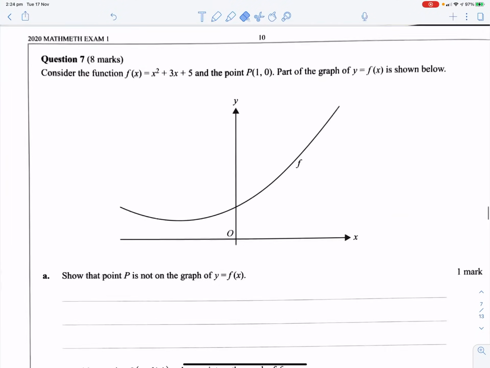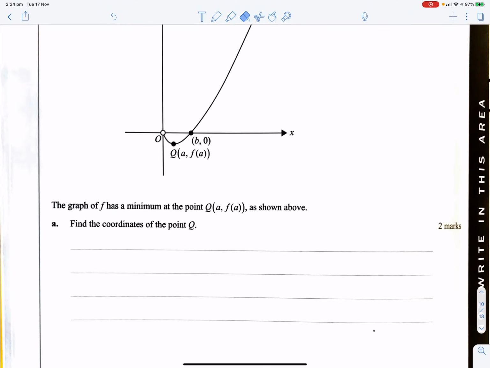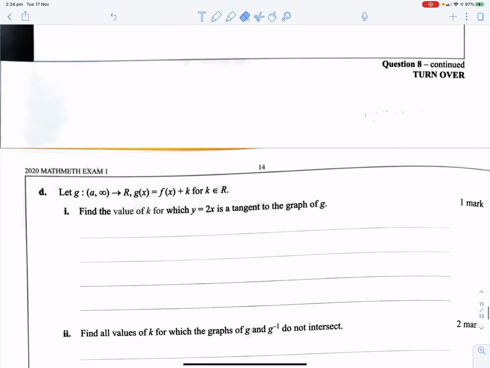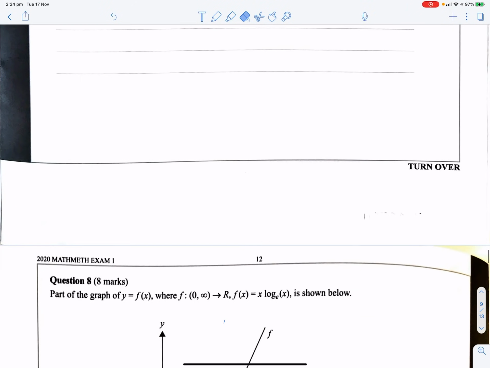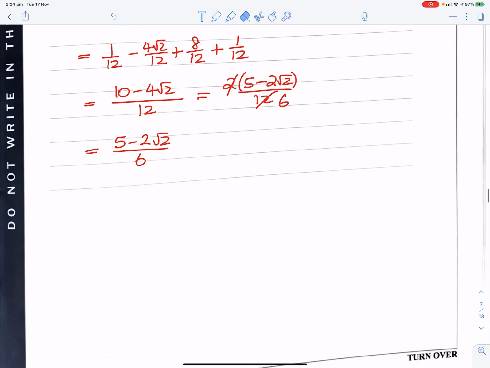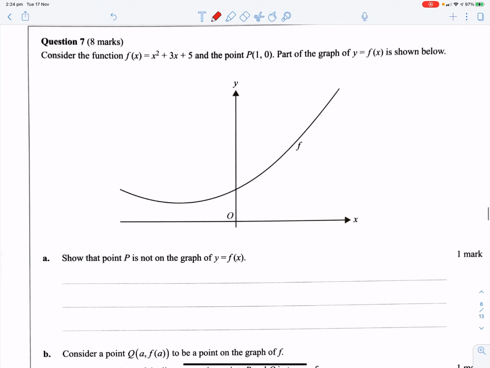Okay, how many questions are there? I haven't got the front cover, so... End of exam. 8. It's usually bad because it means that the questions are quite long.